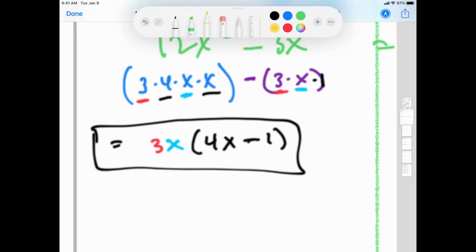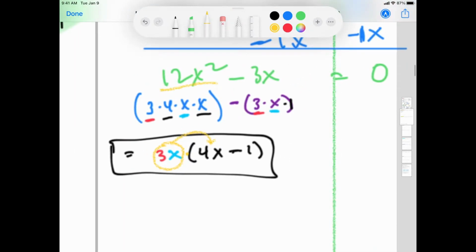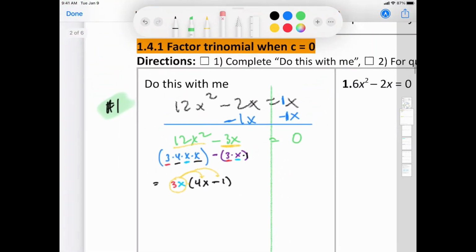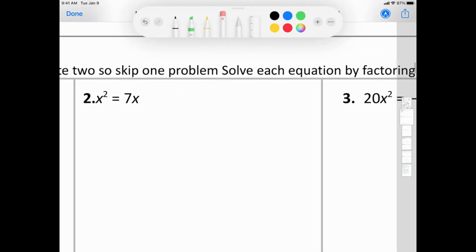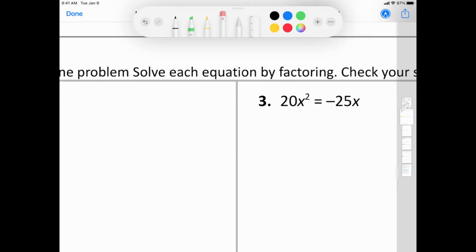How does that work? Well, if you do something called distributing, which means there's a multiplication, you could do 3x times 4x. That will give you a 12x squared. 3x times negative 1 gives me a negative 3x. Okay, I realize that we are not done because this one's asking us to continue.